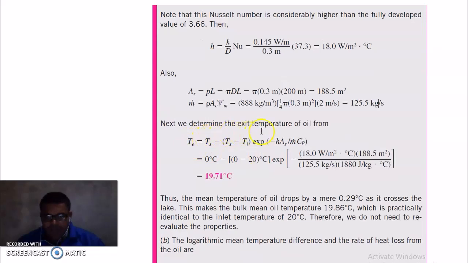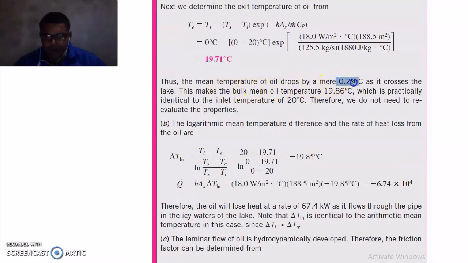We can determine the exit temperature of oil from this equation. Put the value of h, A_s, and mass rate. The oil exit temperature is 19.71. So the drop in oil temperature is 0.29 degrees Celsius as it crosses the lake.